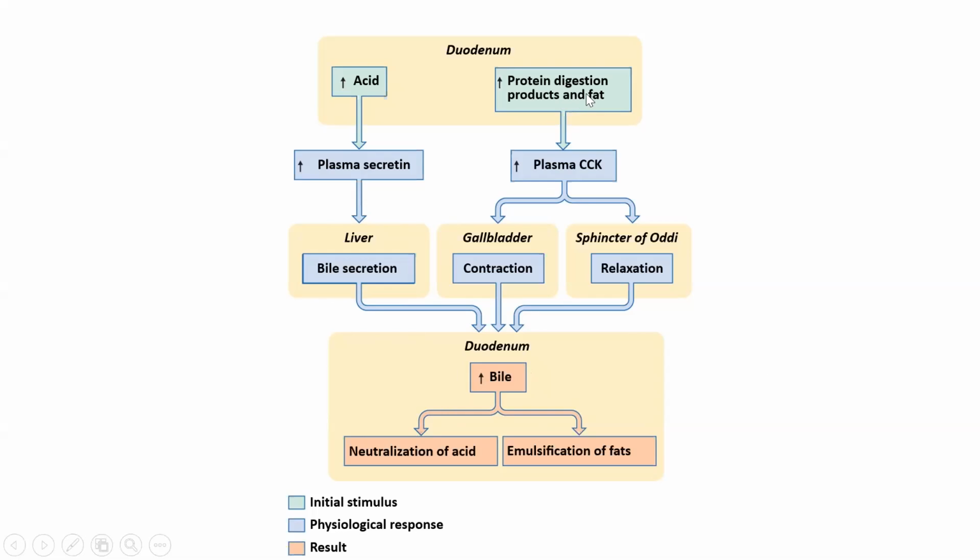And then the presence of proteins, the presence of fats, as well as the distension here in the small intestine is going to influence the plasma CCK concentration to rise. That is going to increase the contractions of the gallbladder and the relaxation or opening of the sphincter, which will also result in more bile flowing into the duodenum, which will also work to emulsify those fats and neutralize the acid. Okay, and so these two responses will eventually turn off the initial stimuli, which were the presence of acid and the distension and the presence of fats and proteins.